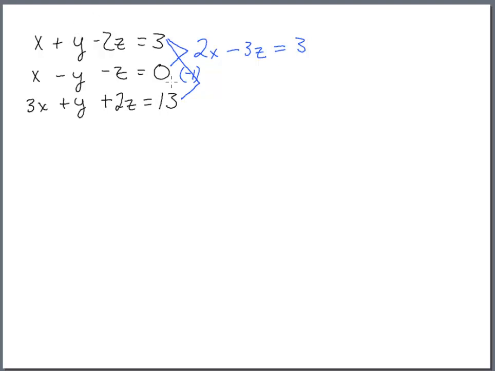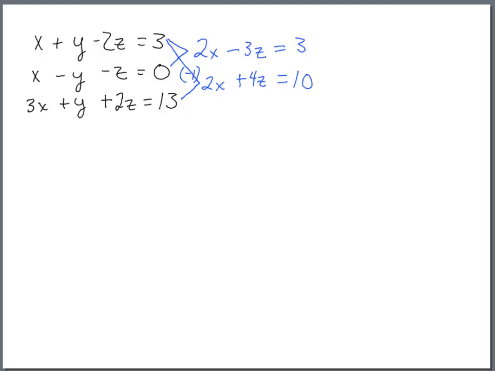That's okay. So negative x, because we times this whole thing by a negative 1, plus this guy, negative x plus 3x gives us a 2x. Negative y plus y is gone. That's what we wanted to do. And positive 2z, that's a plus 4z equals negative 3 plus 13 is 10.